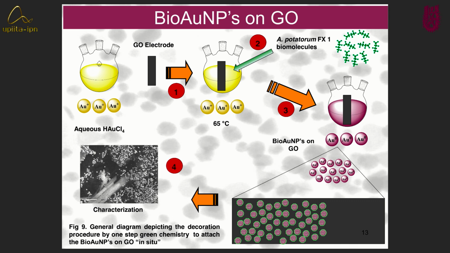In the aqueous solution of tetrachloroauric acid, we submerge the graphene oxide electrode in order to try to make an in situ implantation of the gold nanoparticles. And we use a low temperature. We are using 65 degrees Celsius. And then this material was sent to characterization.